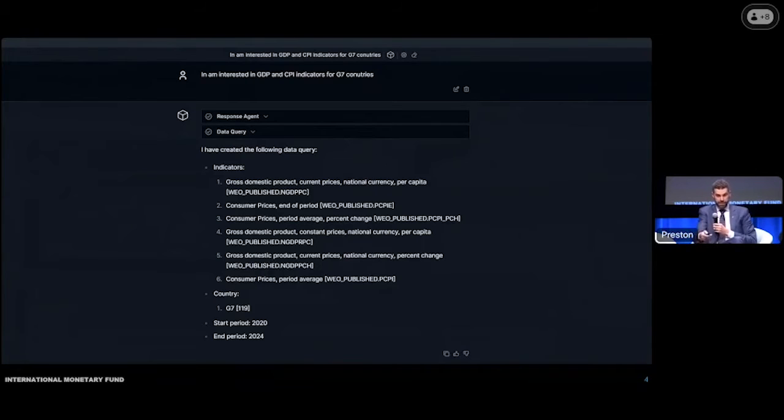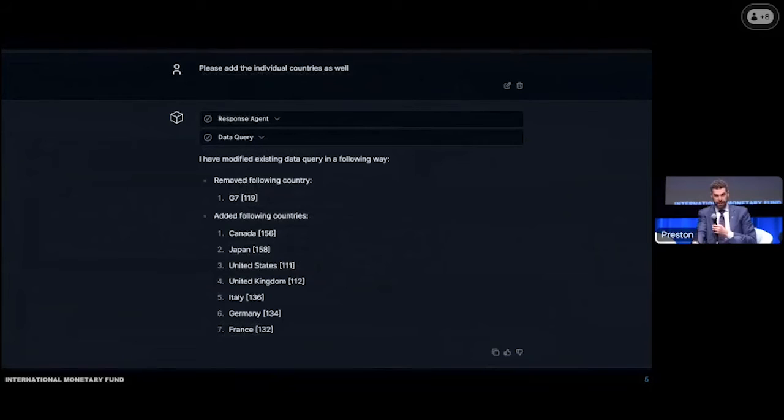Maybe I'm going to tell it to do something more. I know the indicators, or I know the dimensions that I have to play with, and I'm going to continue to sort of populate this query. Well, I don't actually want the G7 country group. I want the countries that are in the G7. So I'll say, well, add the countries from the G7 group instead. And so it understands, first of all, which countries are in the G7, and it understands that I want those countries instead of the group.